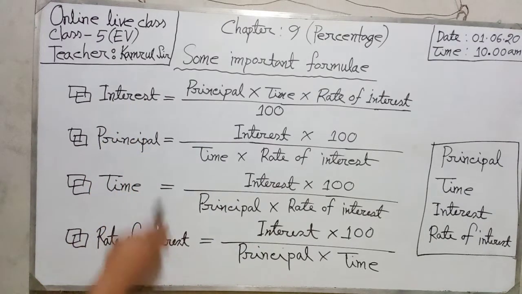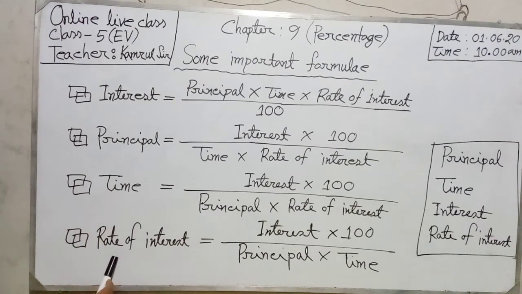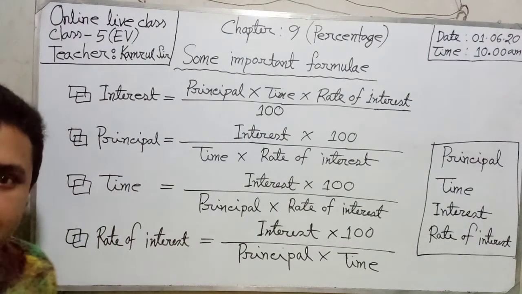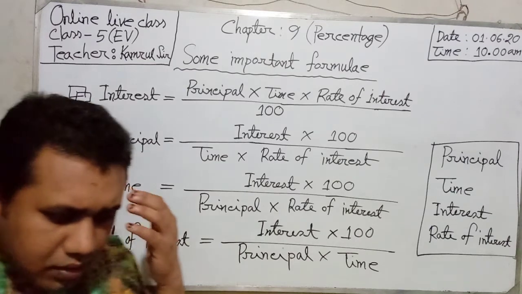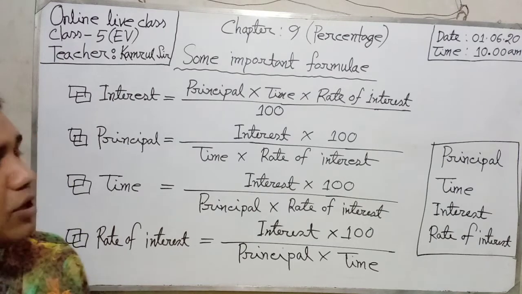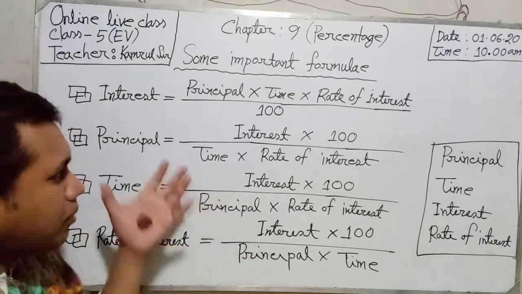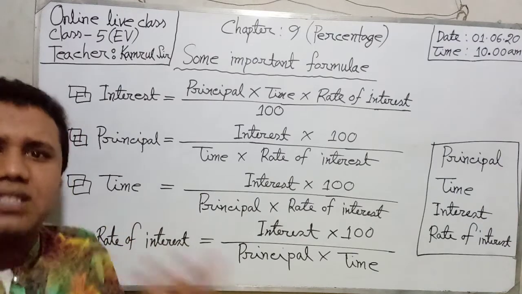Number 1, interest, principal, time and rate of interest. Clear? Now look, interest. Dear students, to solve our problems, we have to memorize this formula. But how can we memorize? I am always telling you, every time you have to memorize with your best and with understanding.